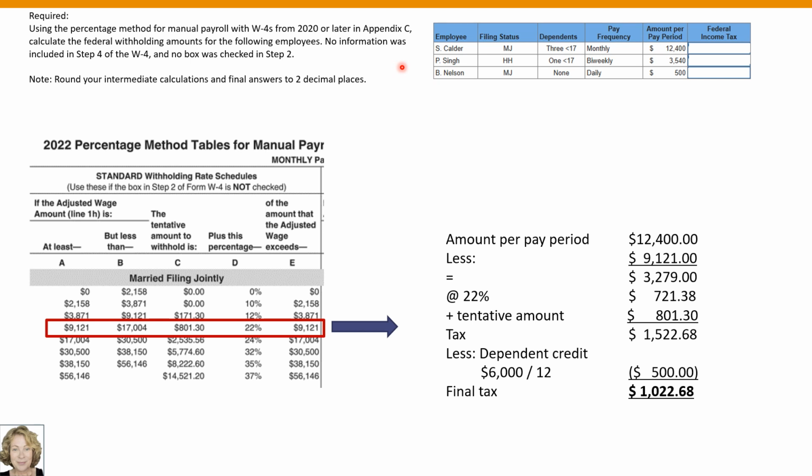Here's problem number 4. We have 3 employees for whom we have to use the percentage method of calculating the federal income tax withholdings. Please locate the percentage table starting on page 497 of your textbook. Be sure to use the 2022 table for the monthly pay frequency for Form W-4 for 2020 or later, which is on page 500. We'll start by finding the correct marital status, married filing jointly, and the standard withholding section because the box in step 2 wasn't checked.